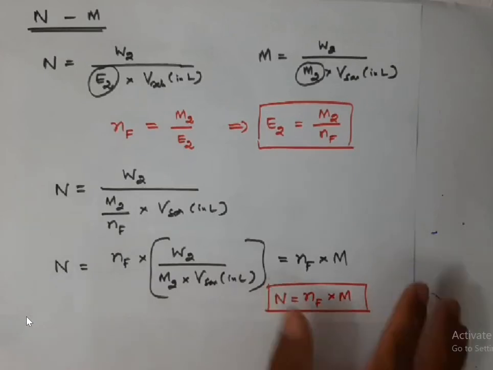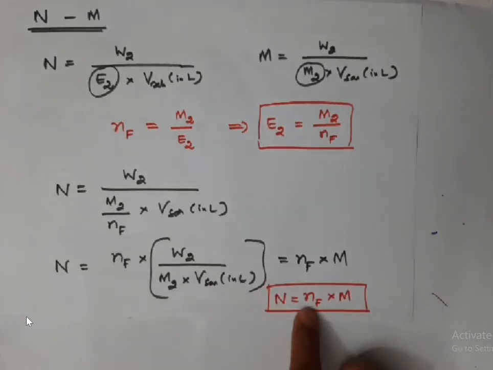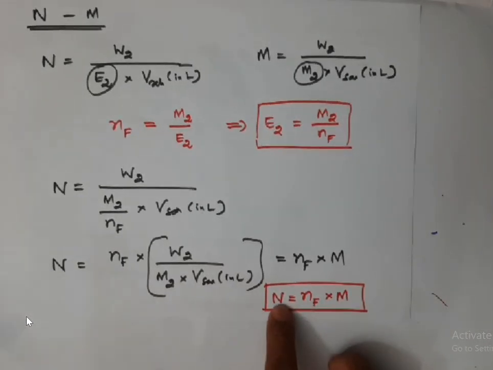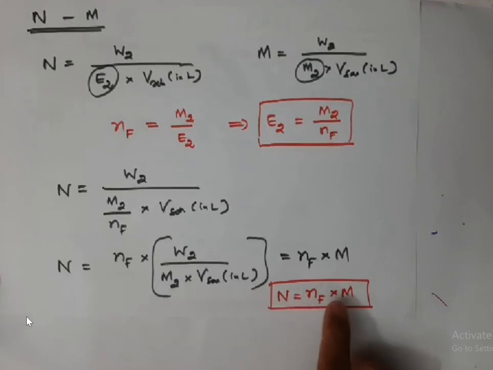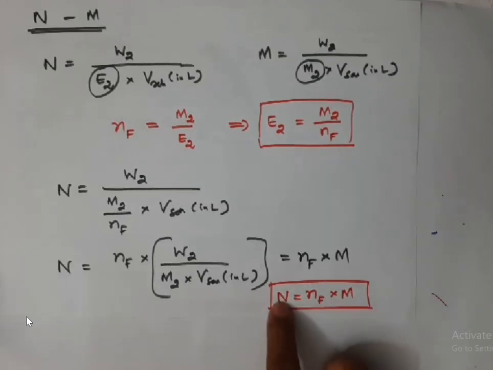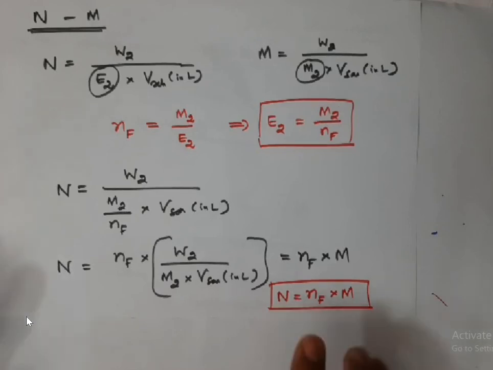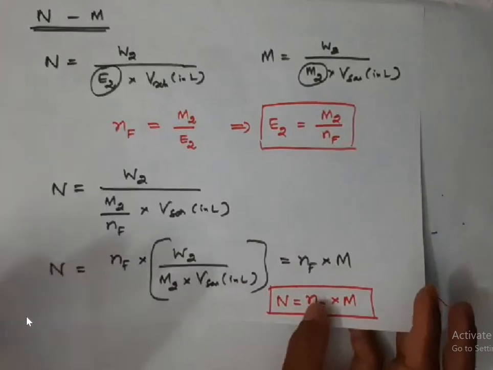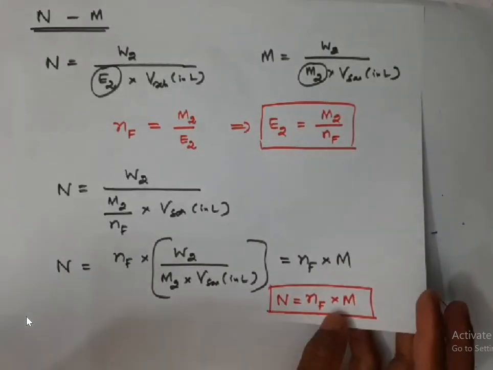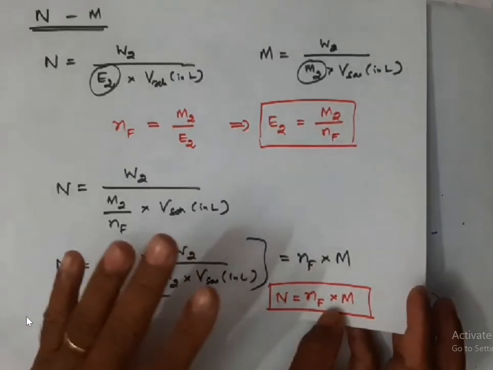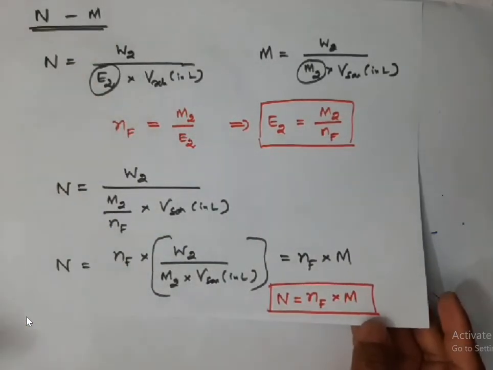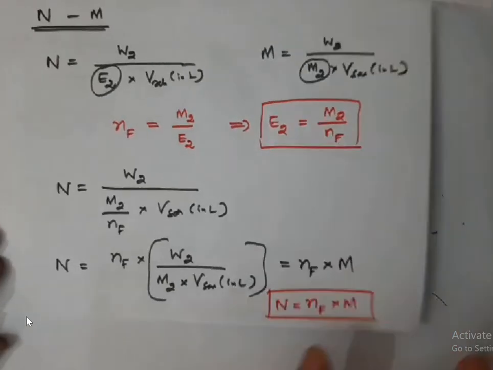If the n factor is available and normality is available for a solution, using these two you can calculate molarity. If molarity is available, you can calculate normality, provided you know the n factor. You can find this n factor for acids, bases, salts, oxidizing agents and reducing agents in different ways. Let us not go into the detail, so I'll just stop here.